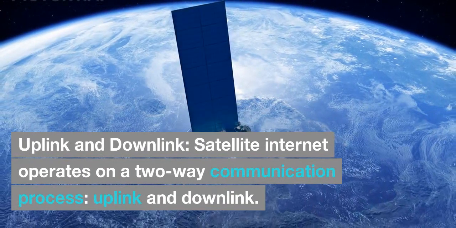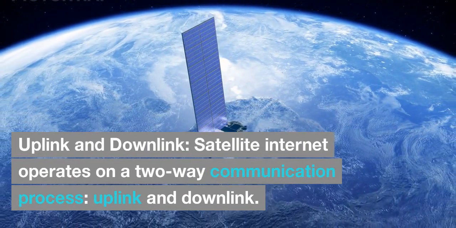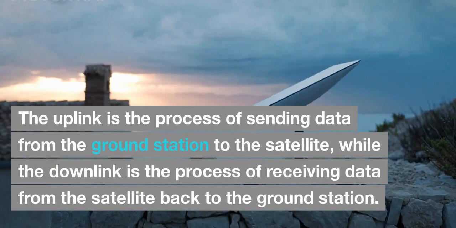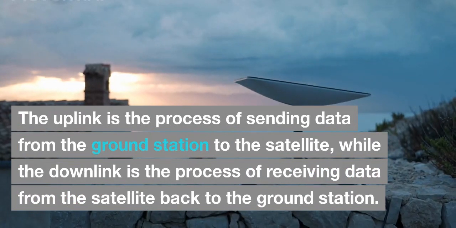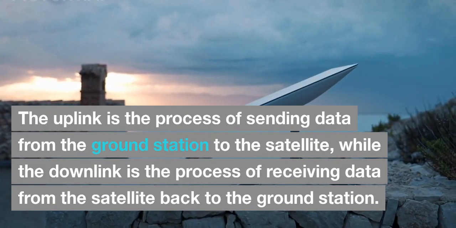Uplink and downlink. Satellite internet operates on a two-way communication process, uplink and downlink. The uplink is the process of sending data from the ground station to the satellite, while the downlink is the process of receiving data from the satellite back to the ground station.